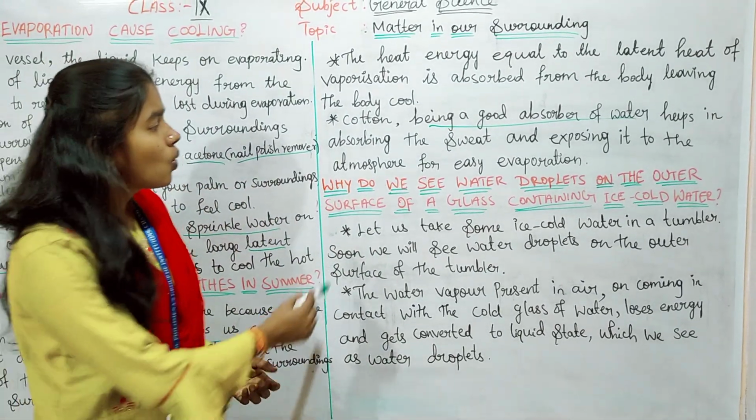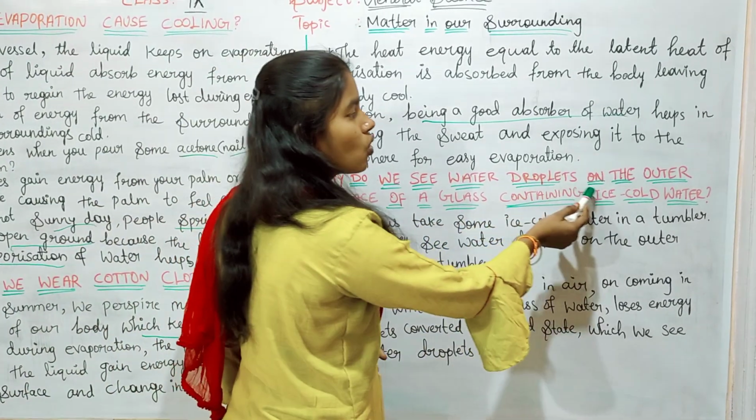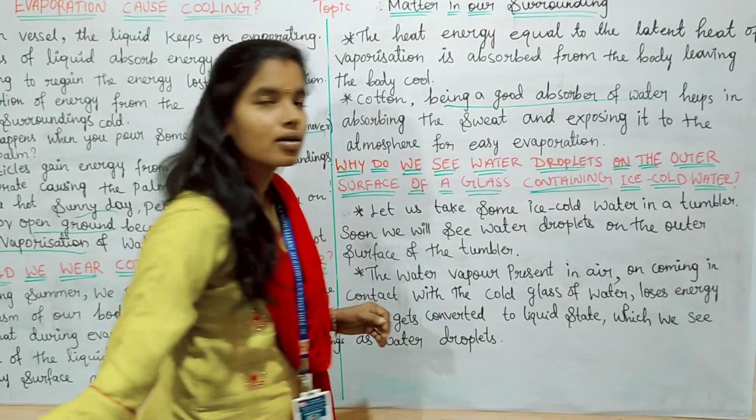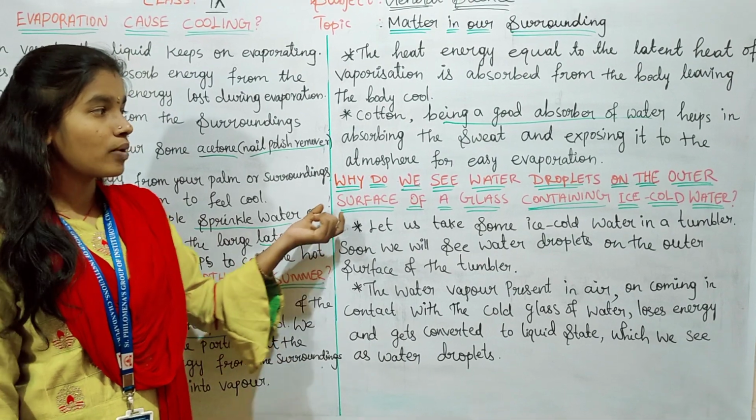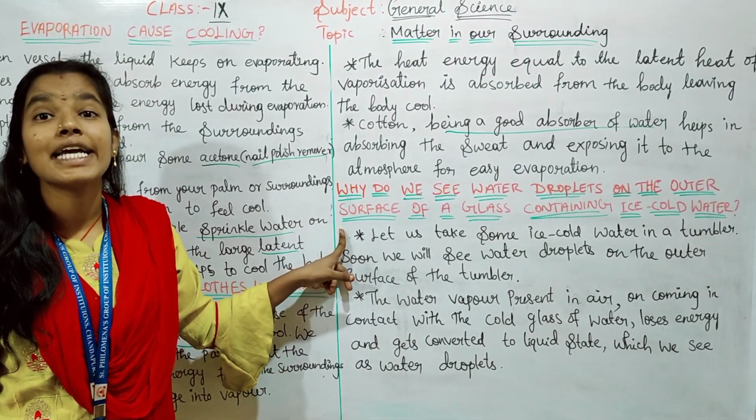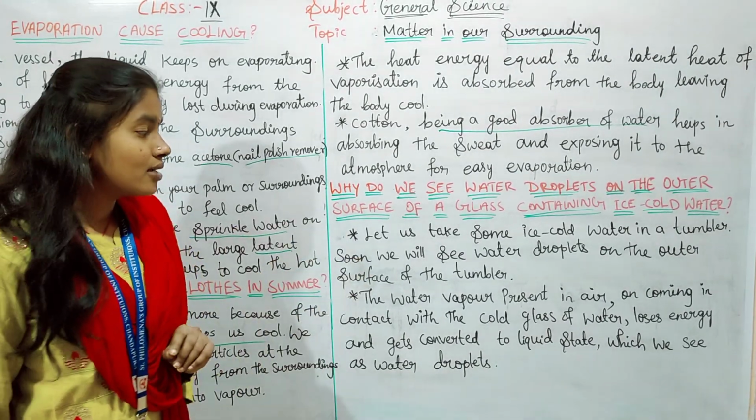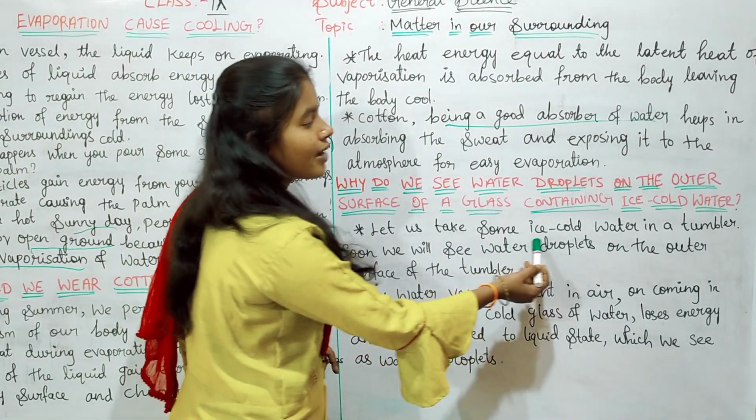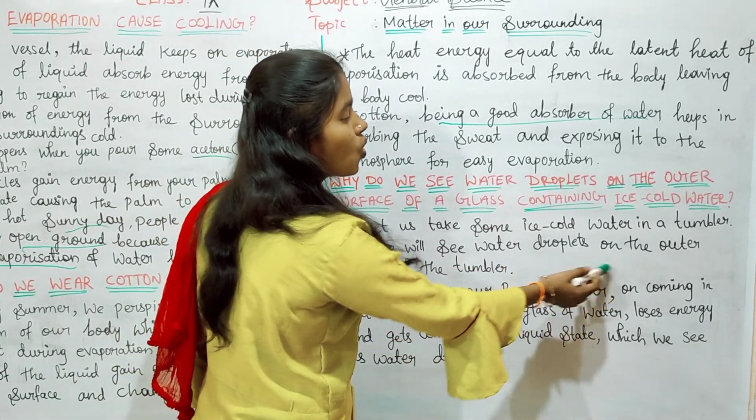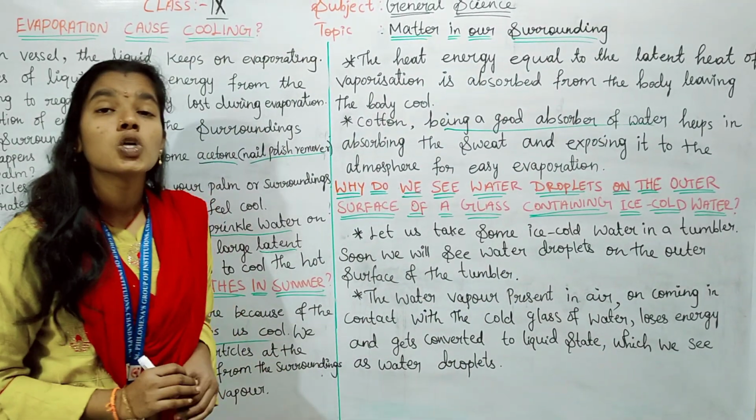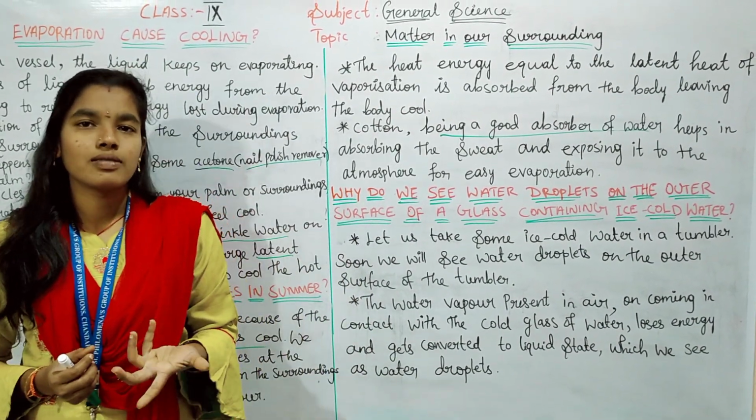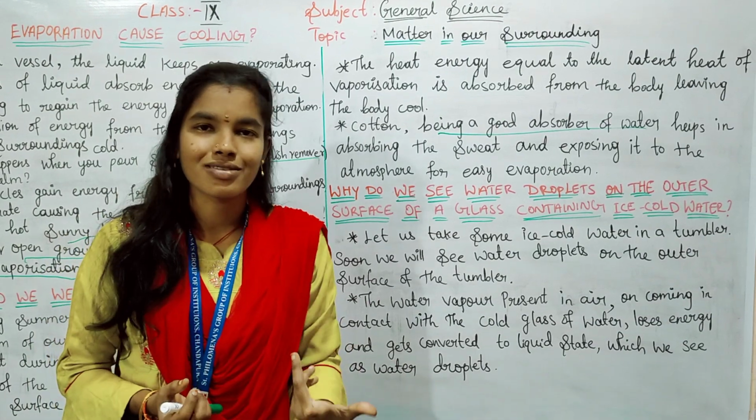And why do we see water droplets on the outer surface of a glass containing ice cold water? You might have observed this. Let us take some ice cold water in a tumbler. Soon we will see water droplets on the outer surface of the tumbler.